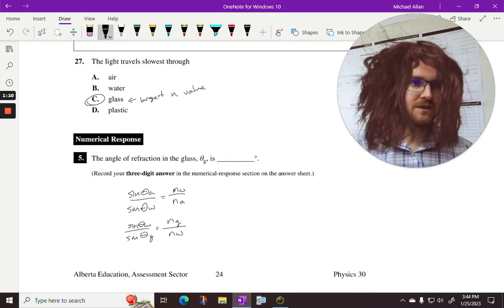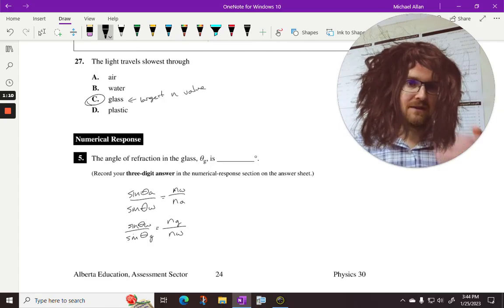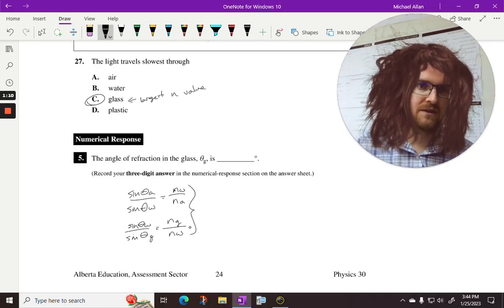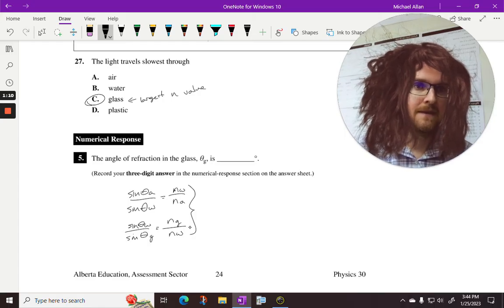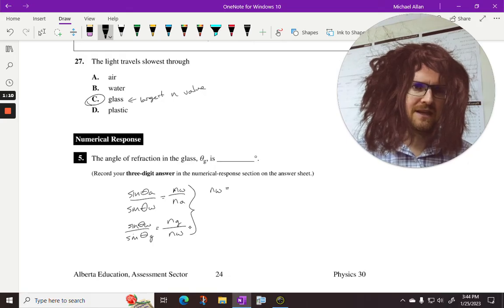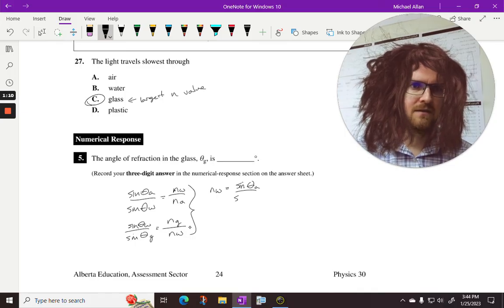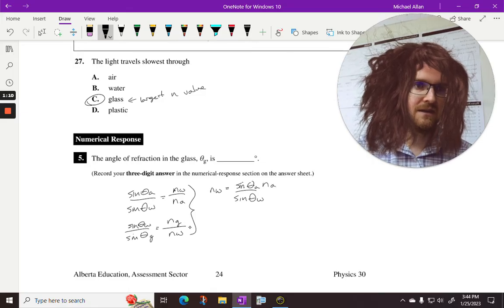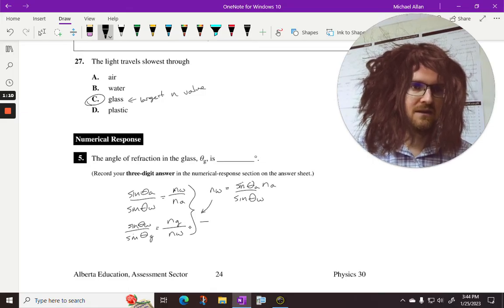Okay, so what I'm going to do is plug one into the other. I'm going to show that if I put one of these into the other, a lot of things just start canceling out. So if I rearrange, say, this top one for NW and plug it into the one down here, I'm going to get NW. Now this is a lot of work you don't necessarily have to do, but I'm going to show it anyway. I didn't want to take too long doing this, but times by NA, and then plug it into this other one over here. You're going to get sine theta W over sine G.